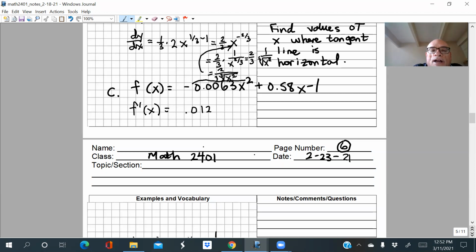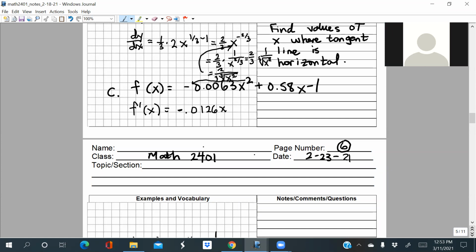So what'd you do? You brought this 2 down, right? In front? No, I didn't. That's when I messed up. I brought in 1 instead of a 2. Oh, okay. So you have to multiply this by 2. Bring the 2 down and multiply it by this. Yes. So what's 2 times minus 0.0063? You're going to get a negative here, by the way. It's 0.0126. Yeah, 0.0126, right? And then x to what power?